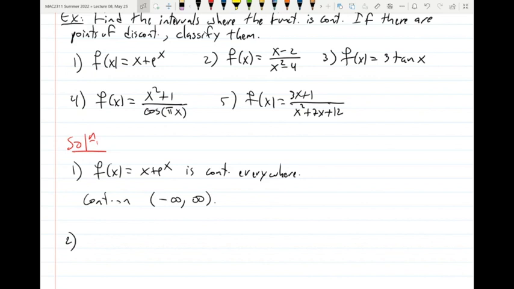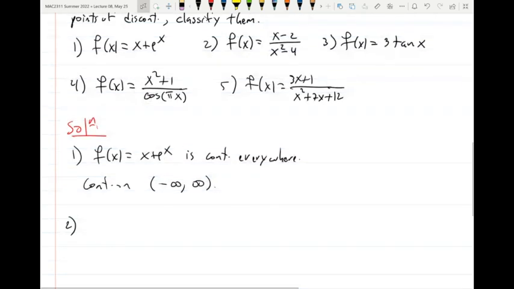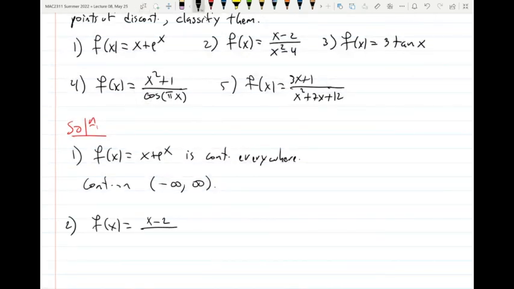So the only problem with this function is that you cannot plug in 2 or negative 2 because any of those values will make the bottom 0. Anything else is okay, right? So the domain is all real numbers except 2 and negative 2. Now, let me write it here and then I'll show you how you can write that in interval notation pretty quickly.